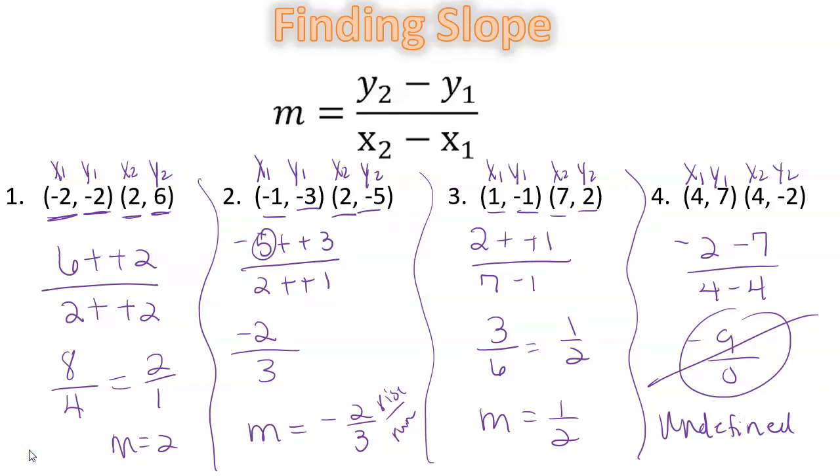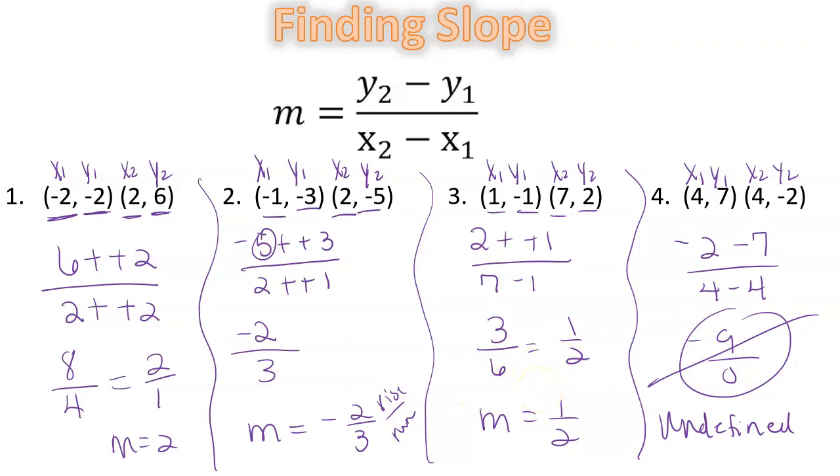All right. I think I forgot to pause. So for number 3, we had 2 minus a negative 1 over 7 minus 1. 2 minus negative 1, subtracting negatives, adding a positive. So I get 3 over 6 equals 1/2.